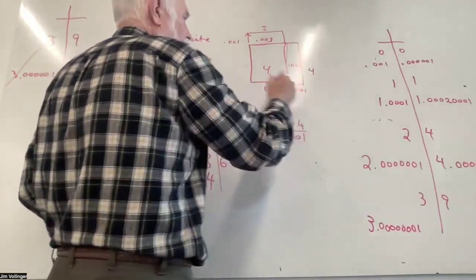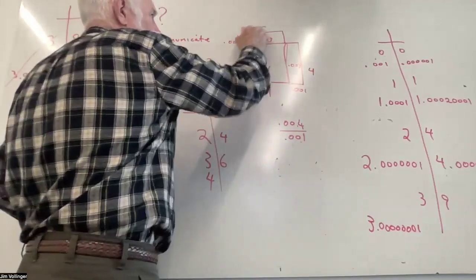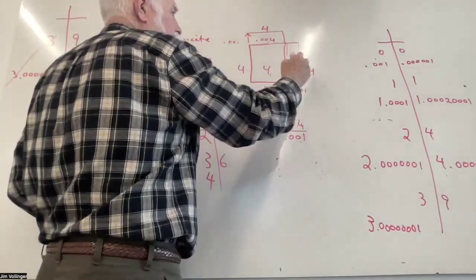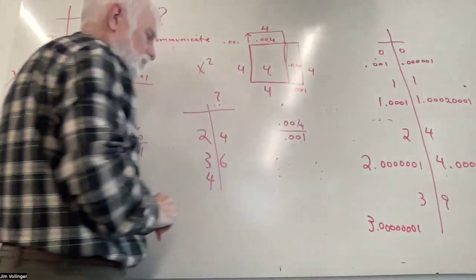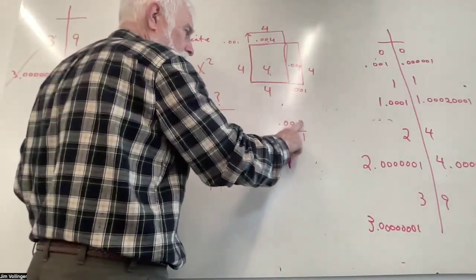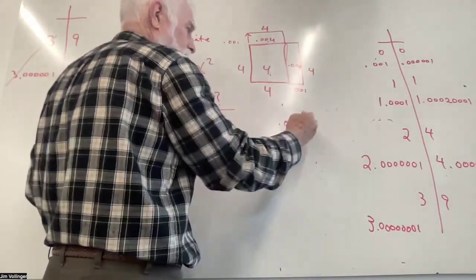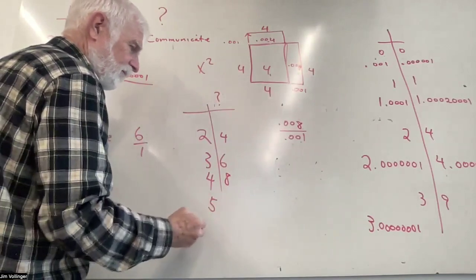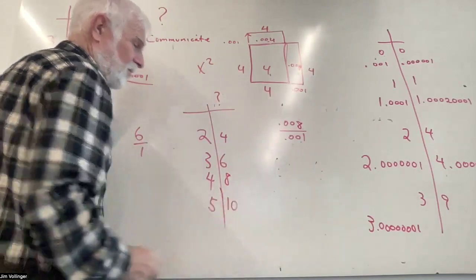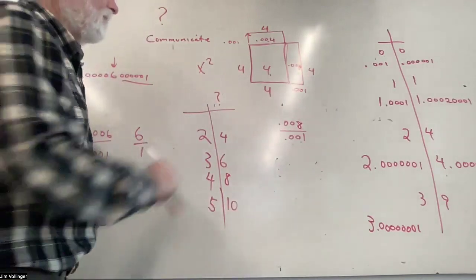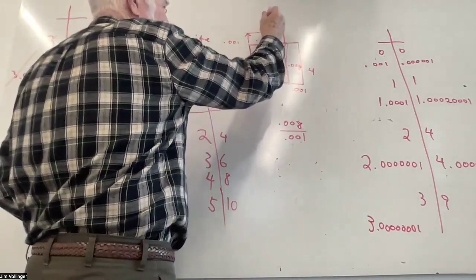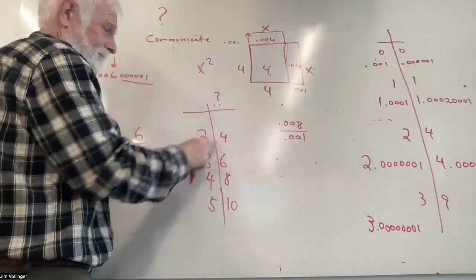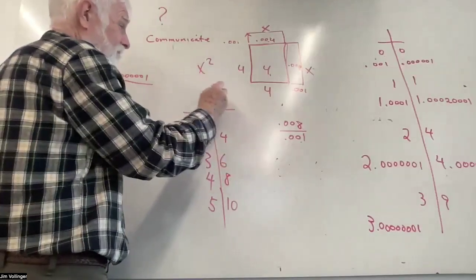Well, then that's a 4, and that's a 4, and that's a 4, and that's a 4. Sure looks like at 4, I get 8 to 1. I wonder what it is at 5. Got a feeling it's 10 to 1. I got a feeling that no matter what x I put there, I think I'm just doubling it.